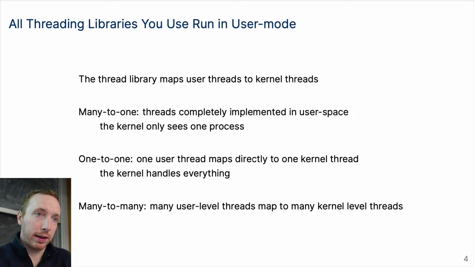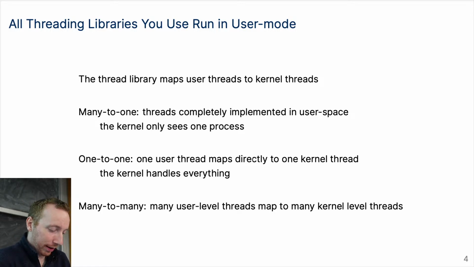So the thread library just maps user threads to kernel threads, and it depends on you what that mapping is. In the many-to-one model, all the threads are completely implemented in user space. The kernel only sees one process and therefore only one thread, so that's why it's called many-to-one. There's only one thread that the kernel knows about living within the process, and all of your user level threads are implemented on top of it, using that one stream of execution. Therefore, you do not get parallelism or anything like that.